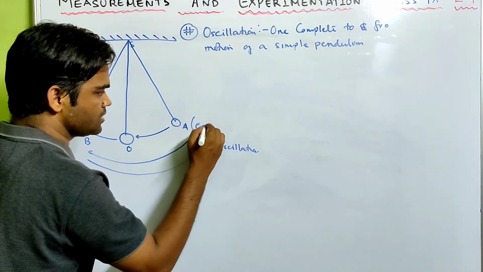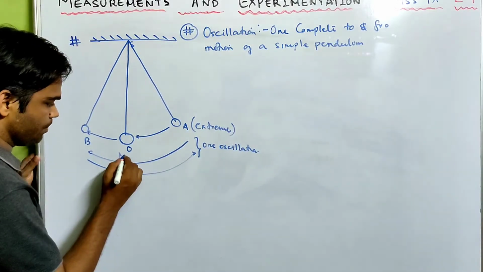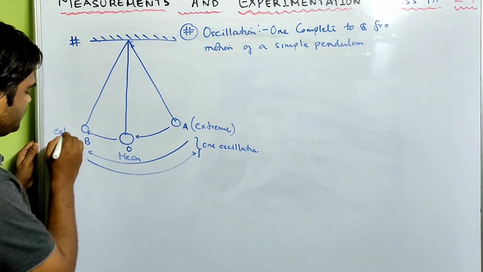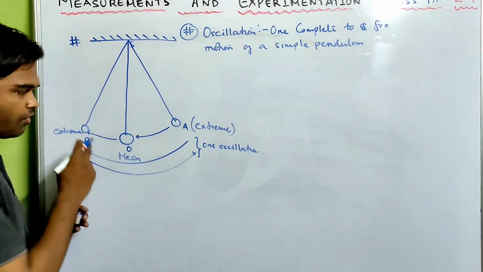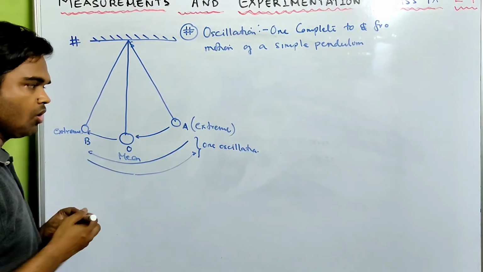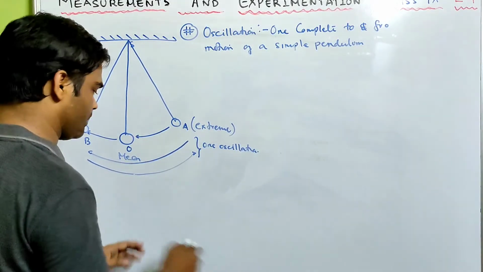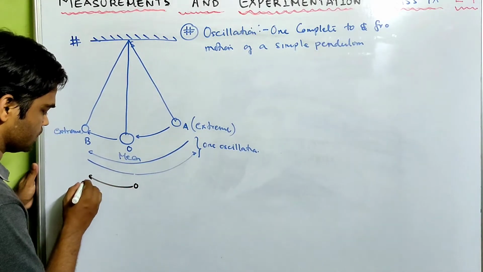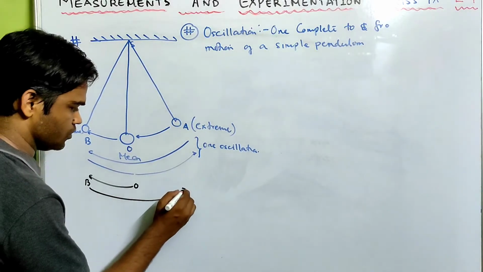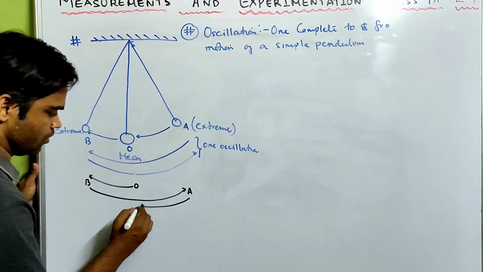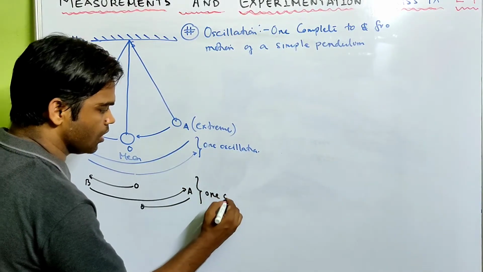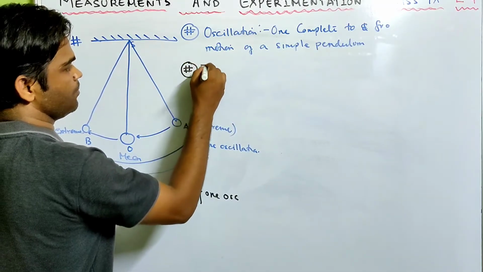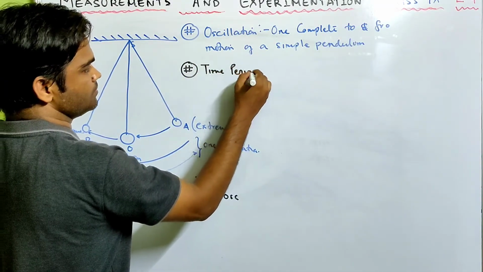Okay, these are your extreme points. This is your mean position where the bob is at rest. This is your extreme end. So from one extreme to another and then back is your one oscillation. Or you can say, if you start from the mean position O, it goes to suppose B, then again from B it goes to A, then again to the mean position O. This is your one oscillation. Clear?